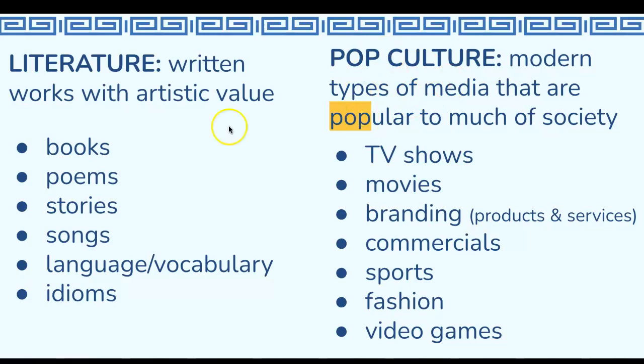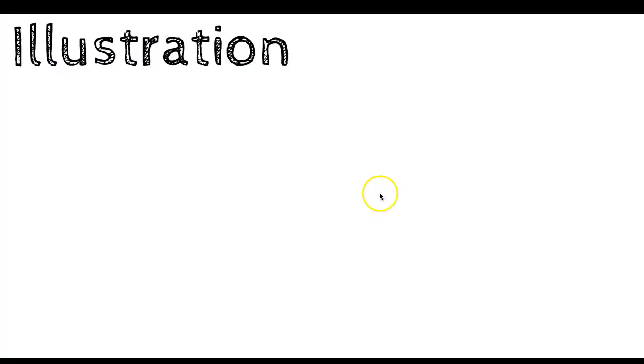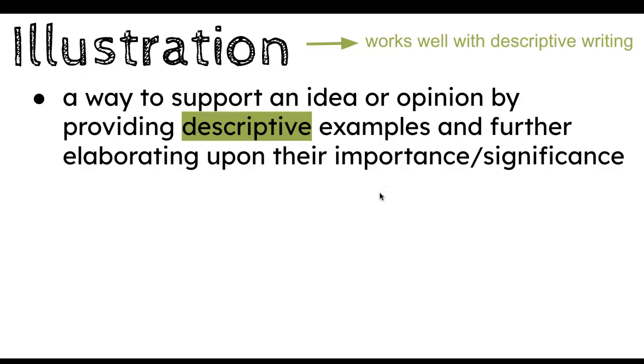So pop culture, literature, you know what literature is. Books, poems, any written works that have to do with Greek mythology is where we'll look for allusions. But pop culture is a little bit more fun. We look at TV shows and movies, products that we buy, sports teams, fashion, video games, basically anything that's just popular in our world. And we're going to use the strategy called illustration, because it works well with descriptive writing. It's a way to support an idea or opinion by providing descriptive examples and further elaboration on important ideas.